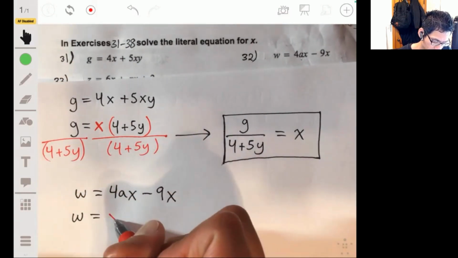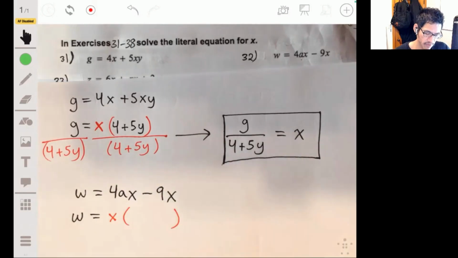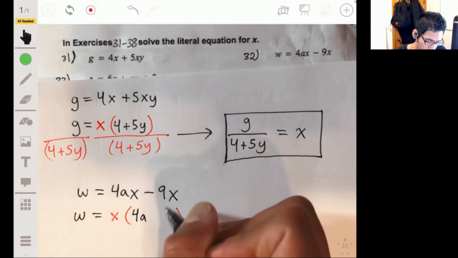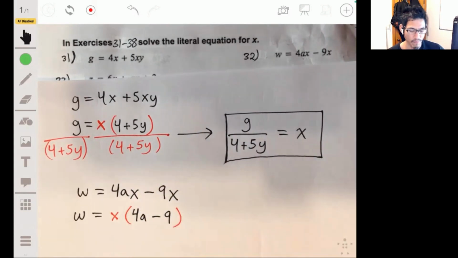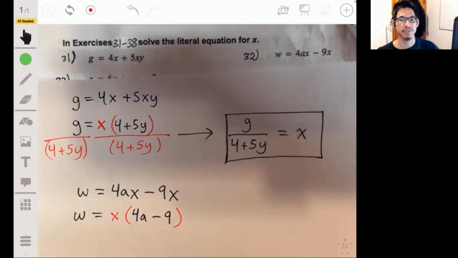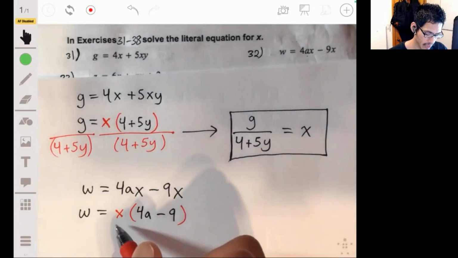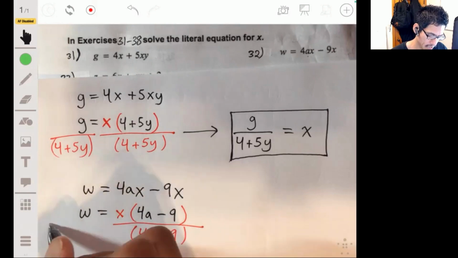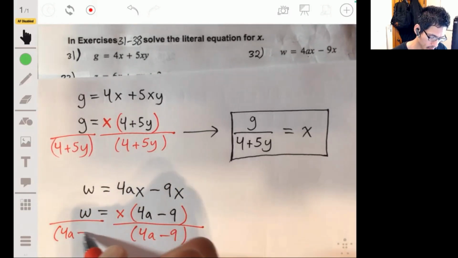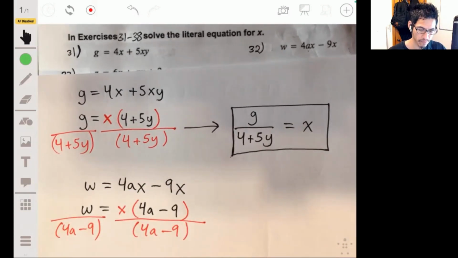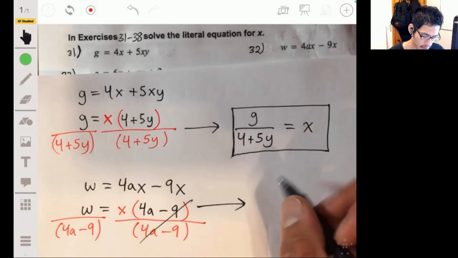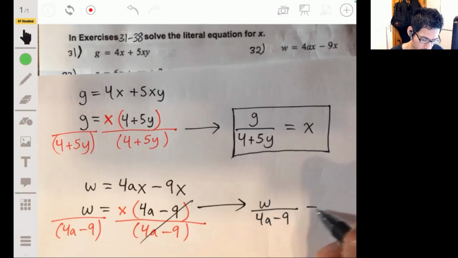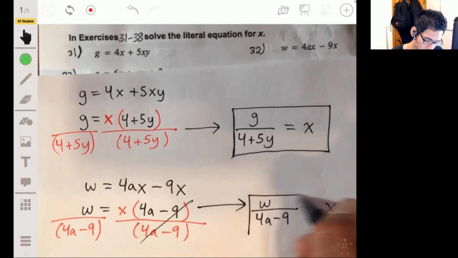Same sort of thing. Factor out this x. If you factor out the x from here, we get a 4a minus 9. Think of it like backwards distribution. And then just divide by the 4a minus 9. Those cancel. And you get w over 4a minus 9 equals x. Bang.